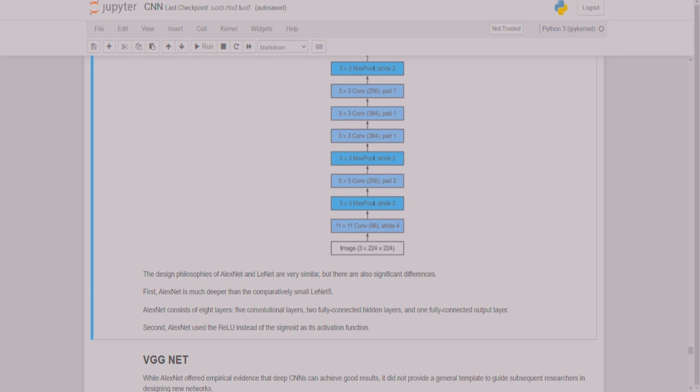So this AlexNet consists of a total of 8 layers, because of that deepness we discussed: 5 convolutional, 2 fully connected hidden layers, and 1 fully connected output layer. So the last layer which we see at the top is the output. AlexNet used ReLU instead of Sigmoid because it's comparatively more recent. By this time, yes, ReLU was being used.